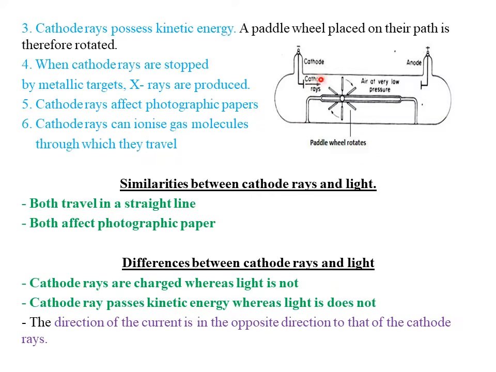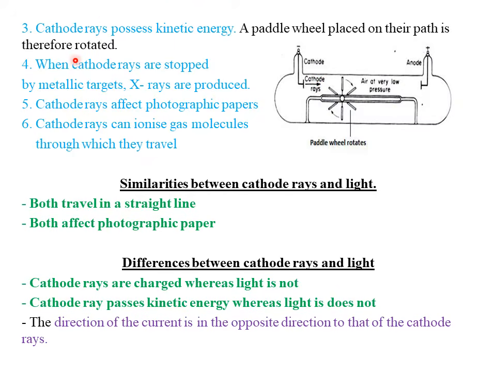Because the cathode rays that have been produced have kinetic energy, therefore they will cause this particular paddle wheel to rotate. So energy in motion, that is kinetic energy. So a paddle wheel placed on their path is therefore rotated. This simply shows that the cathode rays are able to cause motion. Therefore, they have what we call kinetic energy, or simply energy in motion. So the paddle wheel will start rotating in the clockwise direction, showing that the cathode rays can cause motion.